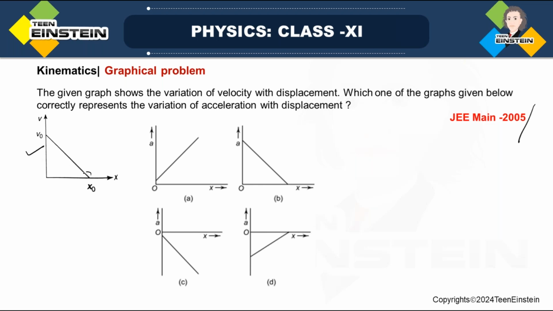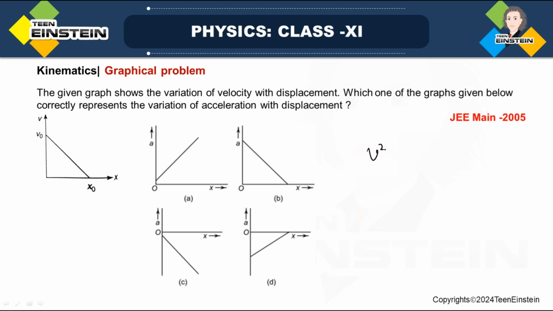See, when displacement is maximum, velocity is becoming 0. And velocity is decreasing. That means the acceleration is actually deceleration. A must be negative. Okay, I'm sorry, from here we cannot say anything. Let me just give you one.